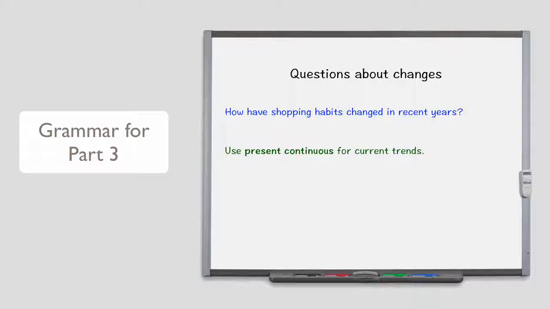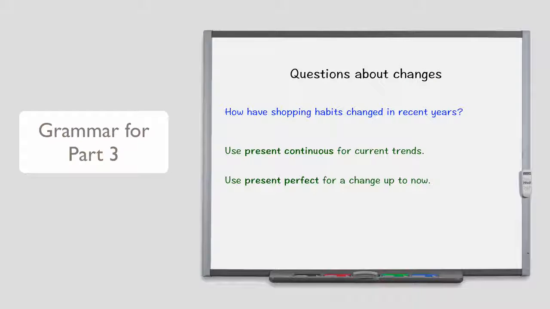If you want to say how a situation has changed over time up to the present moment, use the present perfect. I think people's shopping habits have changed dramatically in recent years. If you want to talk about something that people did regularly in the past but not today, use used to or didn't used to. I think people didn't used to shop very much in the past.